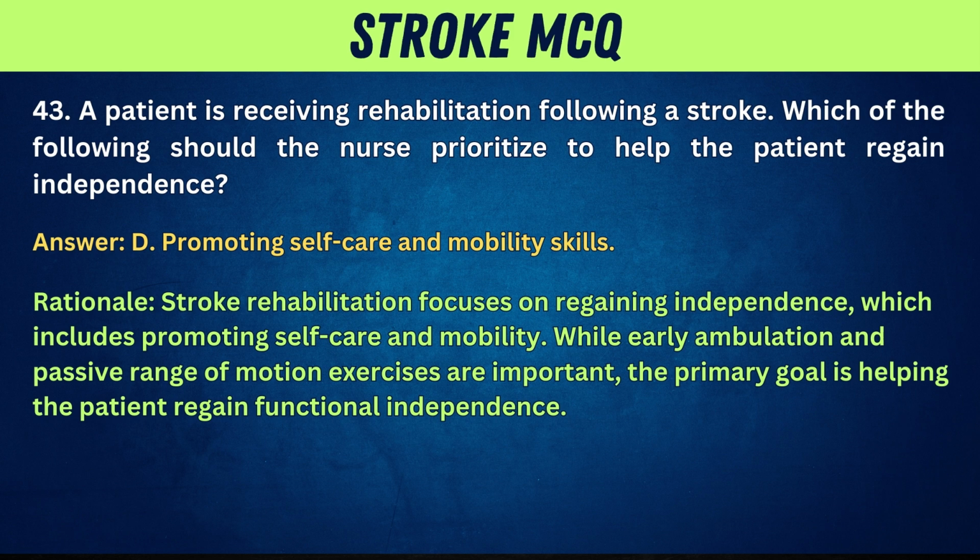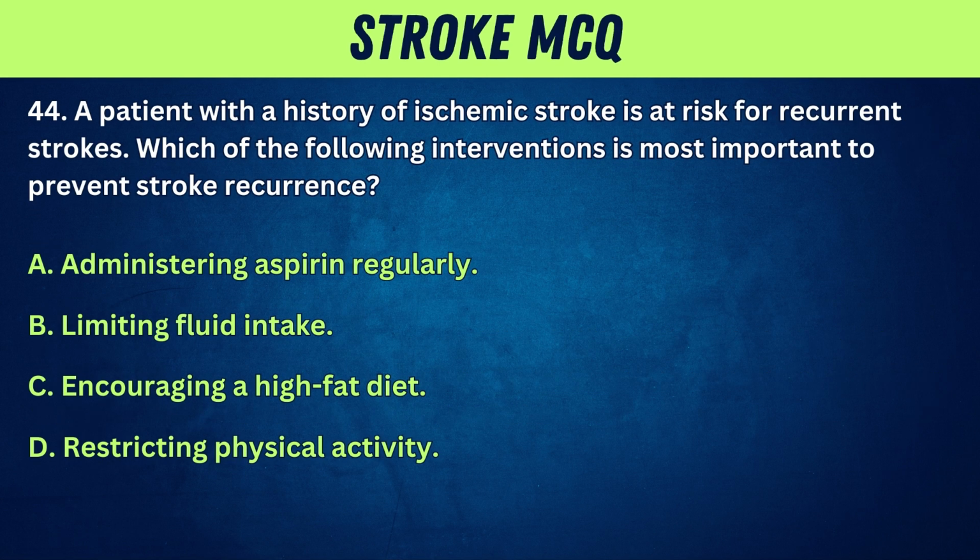Rationale: stroke rehabilitation focuses on regaining independence, which includes promoting self-care and mobility. While early ambulation and passive range of motion exercises are important, the primary goal is helping the patient regain functional independence. 44. A patient with a history of ischemic stroke is at risk for recurrent strokes.